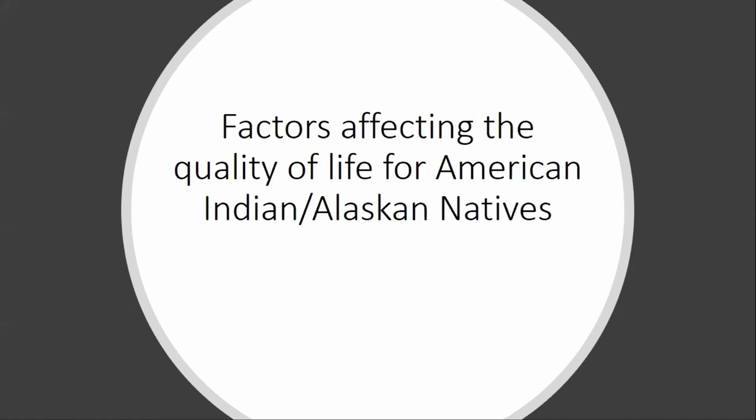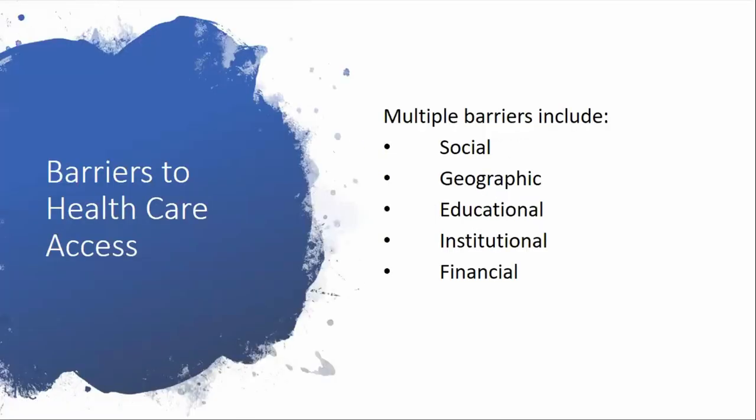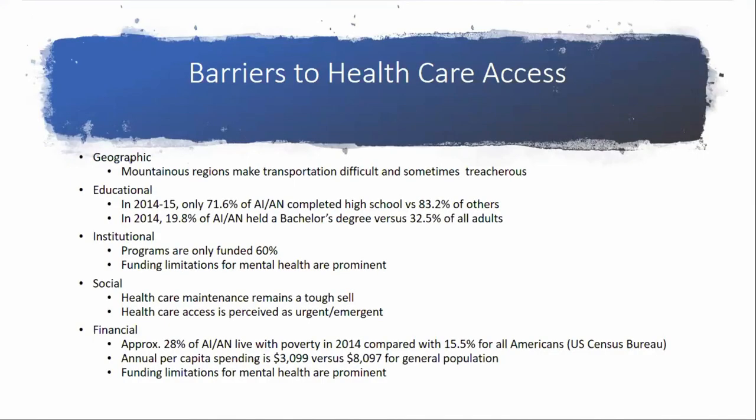So as we can see, there's a variety of barriers in this next slide that touch on a variety of issues. They can be social, geographic, educational, institutional, financial, and I'll detail some of these issues. We've touched upon the geographic issues in some of the mountainous regions or some of the expanse of land that exists between areas of access for healthcare. American Indians suffer large disparities in terms of the educational success that others in the mainstream population may have.